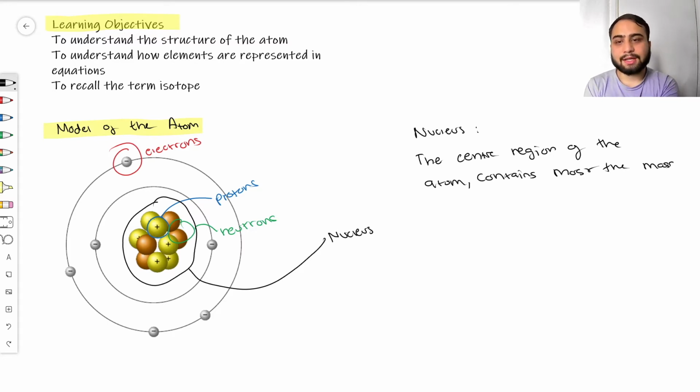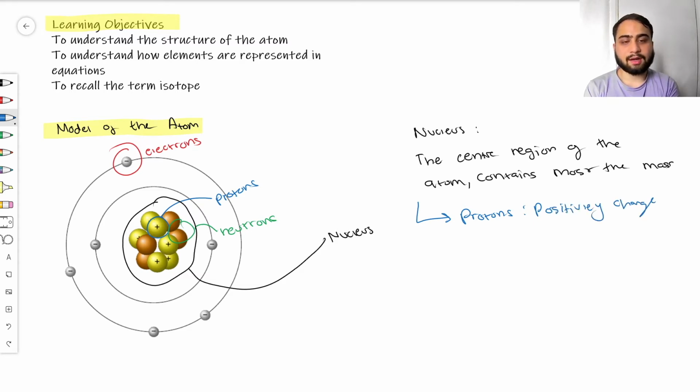Okay, so the nucleus contains protons, which are positively charged, right? I just remember P for protons, P for positive, right? And then they also contain neutrons. Now, neutrons, N for neutrons, N for neutral, they're neutrally charged. They have no charge at all. Now, then we also have this particle here called electrons.